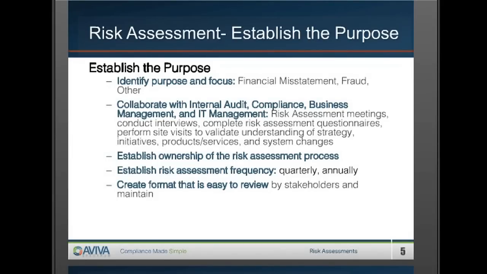But then we go back and ask ourselves, how do we go about knowing what the risks are in our particular organization or business unit or line of business? There are several ways we can do this. We conduct risk assessment meetings. We hold interviews with either our management, business line management, or key stakeholders. We complete risk assessment questionnaires. We can perform site visits to really validate our understanding of the strategy and initiatives that our company has. We also try to understand if there are any new products or services that can impact our current control environment or business environment. And we also look at system changes or any new technology that's coming on the horizon.